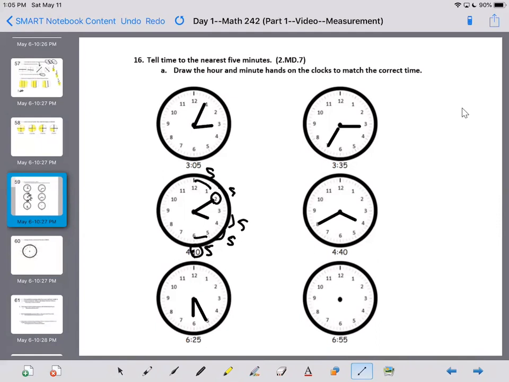6:55, here's 6:55. You might even want to have them understand, well, at 6:55, we're almost at 7. So at 5 minutes away, that hand's going to move. The hour hand will move closer to 7, and in 5 minutes, that minute hand will be vertically at the 12-hour mark.